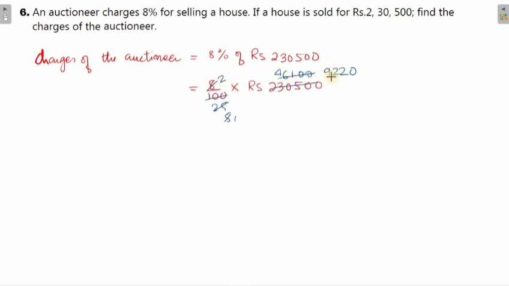So we have 2 into this much, so let's multiply. So we get our answer to be rupees. So 2 zeros are 0, 2 2s are 4, 2 2s are 4, 2 9s are 18. Okay, so that means your charges of the auctioneer is 18,440 when the house is sold for 2,30,500. Okay, so you may pause the video and note down your solution.